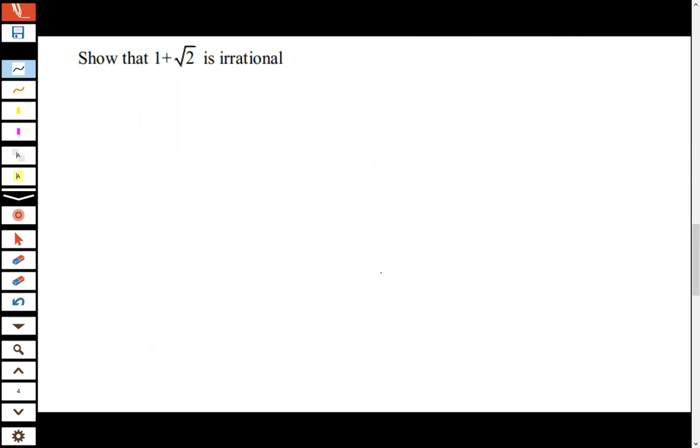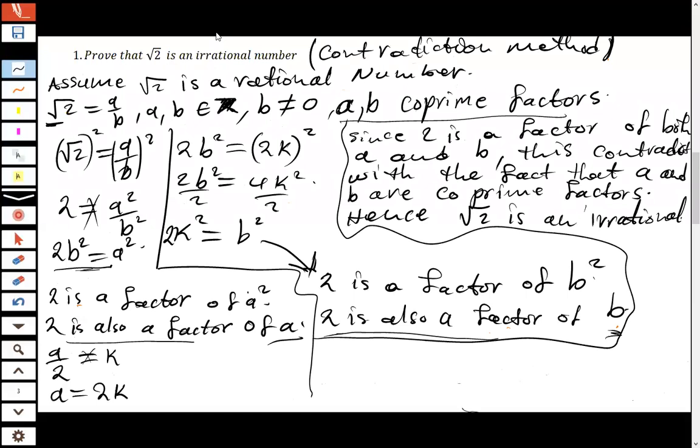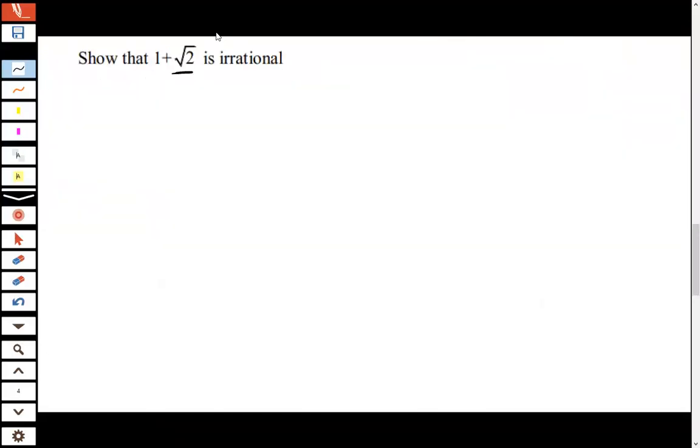So this question is also simple. This one is even simpler than the other one. There are 2 ways you can solve this one. If you want, you can first prove that the root of 2 is irrational using the method I've shown you here. Then you conclude that the addition or subtraction of an irrational number and a rational number, because we know that 1 is a rational number, yields an irrational number.